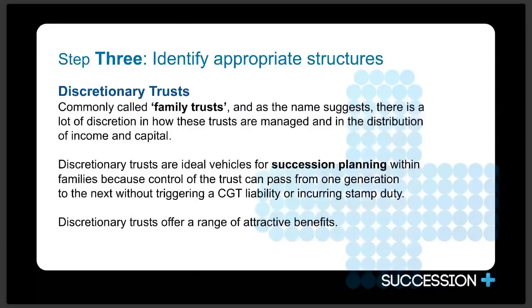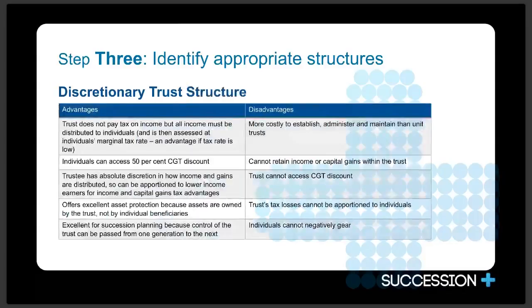These are the common ones. So people would have heard of family trust before. This is the most common trust structure that's used. Commonly called a family trust, they're typically set up by a family to manage the assets, typically investment assets. Great vehicles for succession planning because we can manage control of the trust. And we've also got an attractive range of benefits that sit with discretionary trusts. Firstly, they don't pay tax on income, but the income must be distributed out. So that's a different treatment, I guess, to some of the other structures that we were talking about.